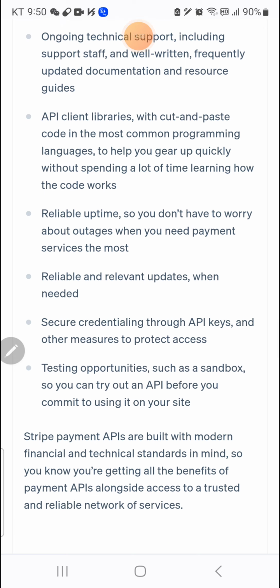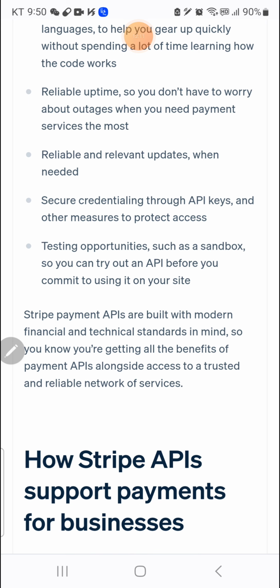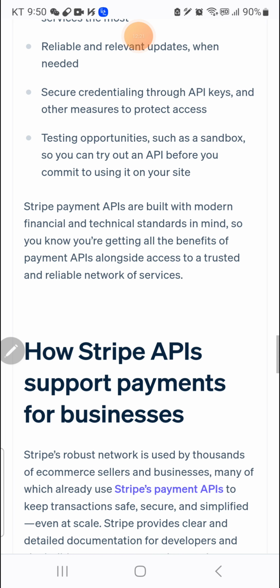Reliable uptime, so you don't have to worry about outages when you need payment services the most. Reliable and relevant updates when needed. Secure credentialing through API keys and other measures to protect access. Testing opportunities such as sandbox, so you can try out an API before you commit to using it on your site.